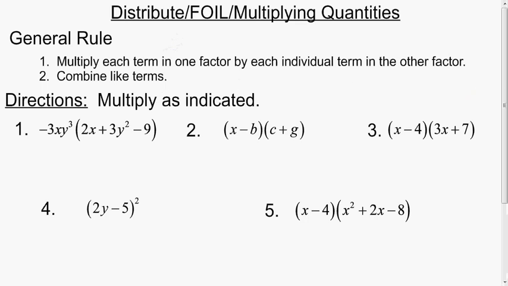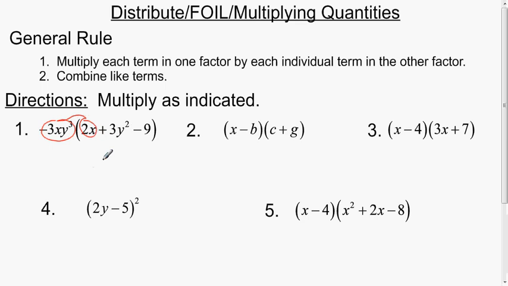Okay, so let's follow the directions and multiply as indicated. We see here that I'm going to take this one-term expression, negative 3xy cubed, and multiply it by the quantity of 2x plus 3y squared minus 9. So when I do that, I'm going to take this term and multiply it by this term, and go back to the original term and multiply it by the second term in the other factor, and then I will multiply the original term by the third term in the other factor. Note that I'm including the signs for each term when I do this. It helps me get the sign right in the answer and create the appropriate additions and subtractions.